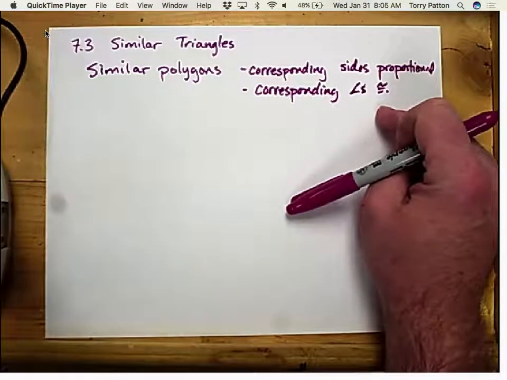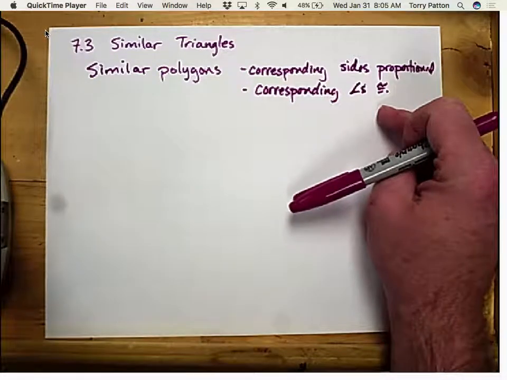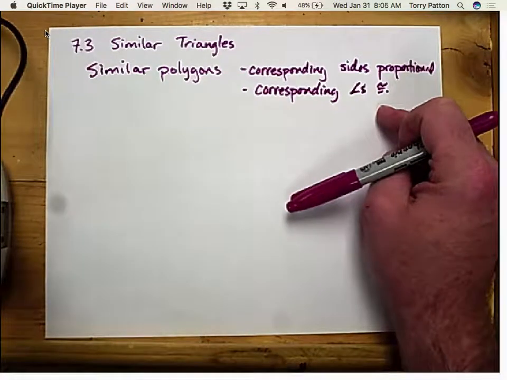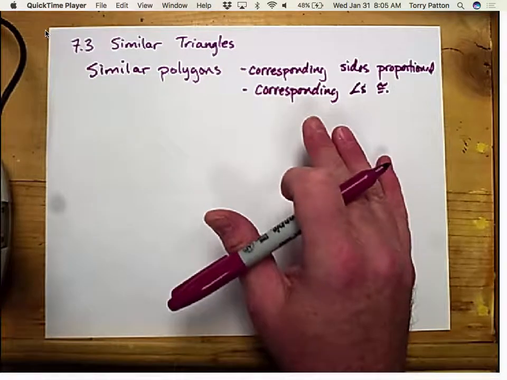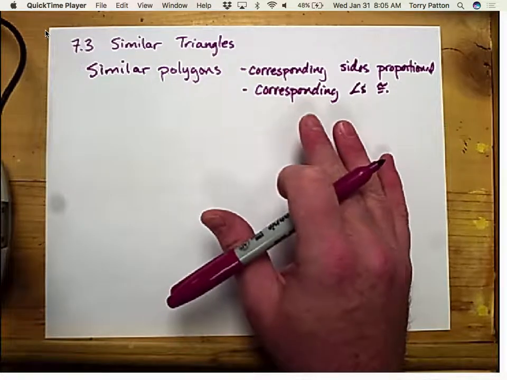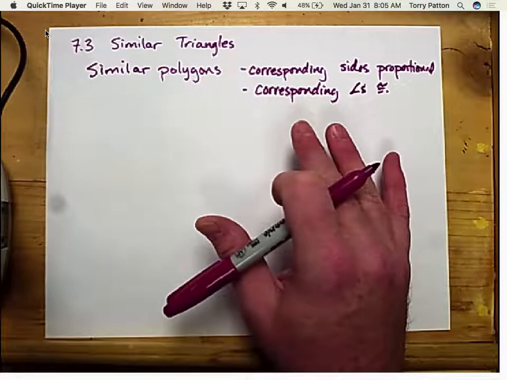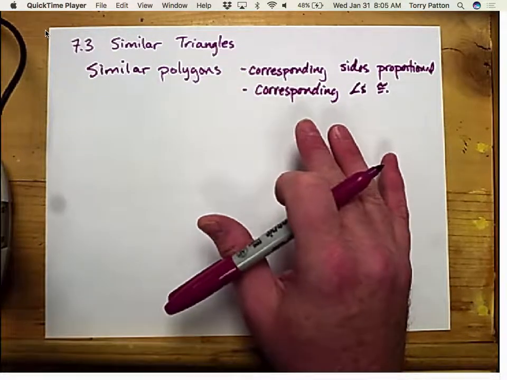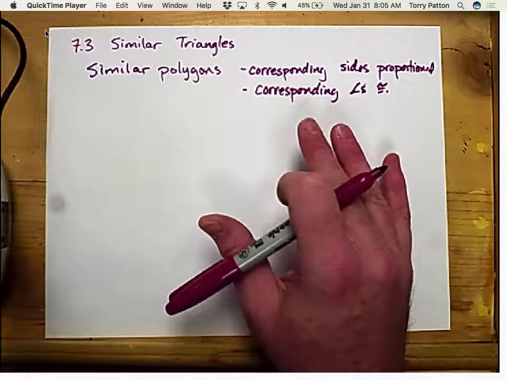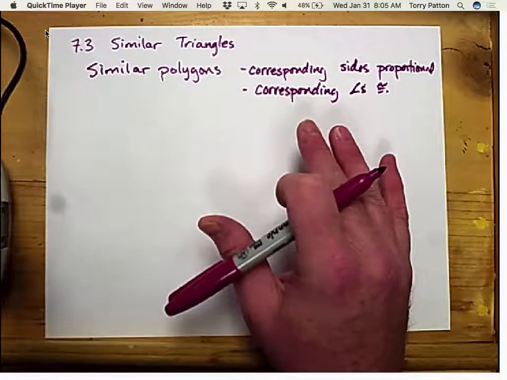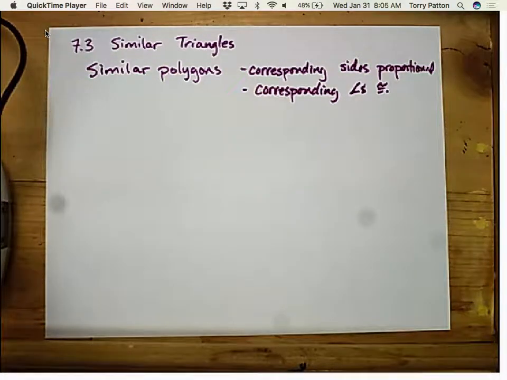prove both of those. That every single pair of corresponding sides was proportional, and every single pair of corresponding angles was congruent. Well, when it's a triangle, just like it was with triangle congruence, when it's a triangle and you're looking for similarity, you don't have to prove all of those things. You don't have to prove that all three pairs of angles are congruent. You don't have to prove that all three sides are proportional.